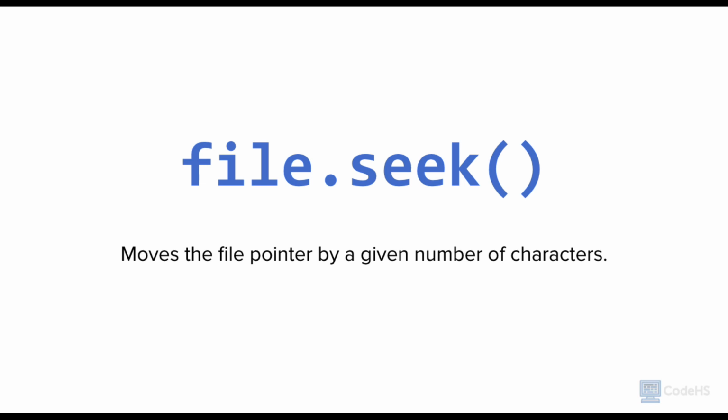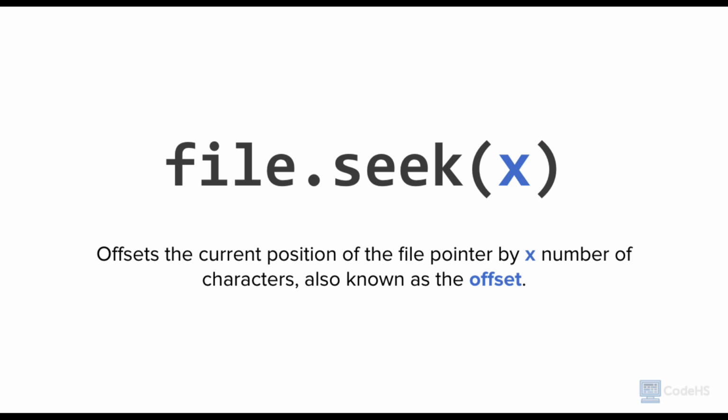With the seek method, we can move the file pointer by a given number of characters. For example, if we call file.seek(x), where x is an integer or number, this offsets or moves the position of the file pointer x number of characters from the beginning of the file. We call this parameter the offset.